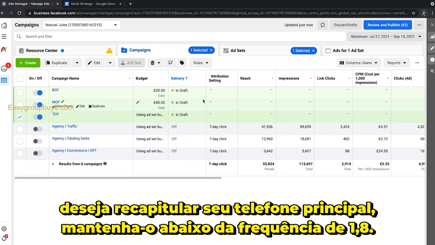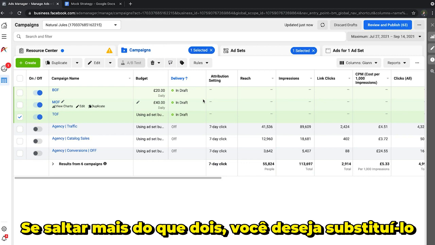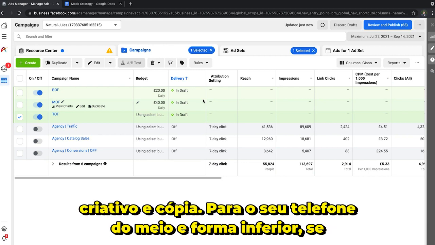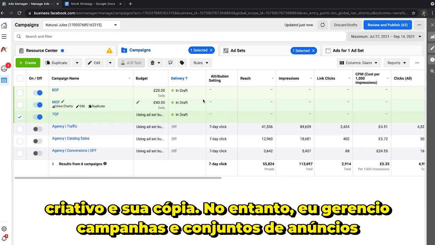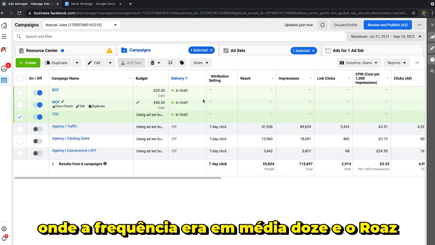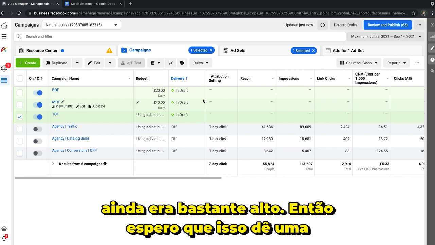And I just want to recap: for your top funnel, keep it below a 1.8 frequency. If it jumps more than a 2, then you want to replace that creative and copy. For your middle funnel and bottom funnel, if it exceeds a 6 frequency, then you want to change up your creative and your copy. However, I've managed campaigns and ad sets where the frequency was averaging a 12 and the ROAS was still fairly high.